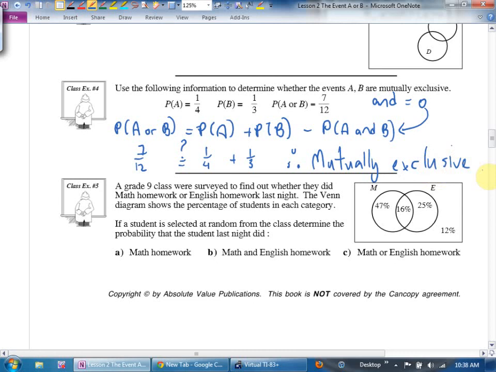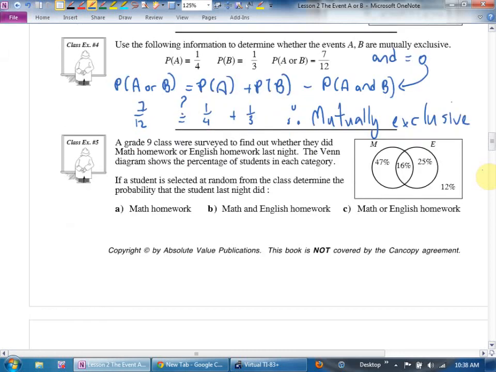Venn diagrams make things way easier. What's the probability that a student did math homework from this Venn diagram? Don't say 47% because it's not. Yeah, it's those two, right? Those are both in the big math circle. 47 plus 16 is 63.